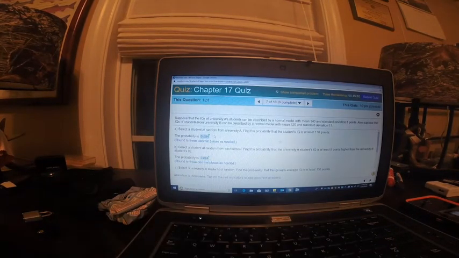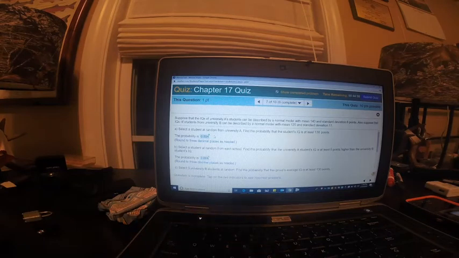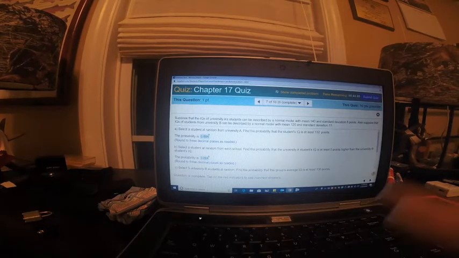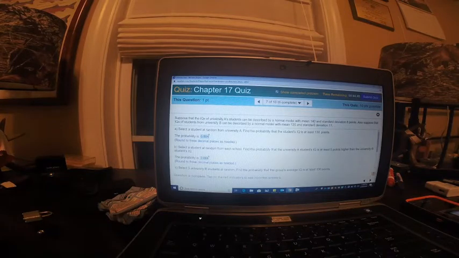It says select a student randomly from University A. Find the probability that the student's IQ is at least 130 points. Okay, so at least 130 points from University A. They had a mean of 140 and a standard deviation of 8. Okay, we're only selecting one student.